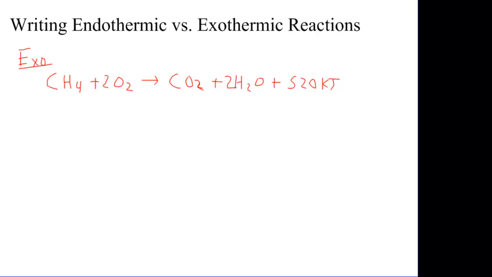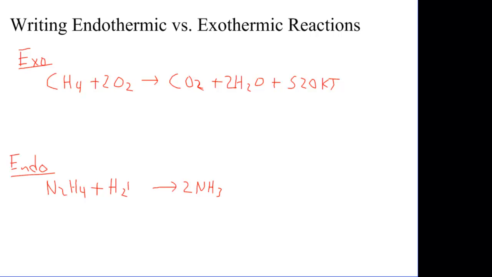Now, that's the number I came up with. It may not be the exact number for this equation, but get the point that in an exothermic reaction, the energy would be a product of the reaction. In an endothermic reaction, we would see the opposite case. You would see the reaction written. Let's say, for example, we had the reaction N2H4 plus H2 forms 2NH3. In this case, it's an endothermic reaction.